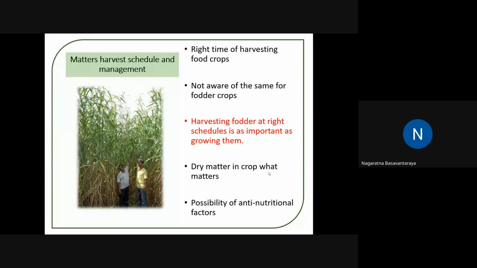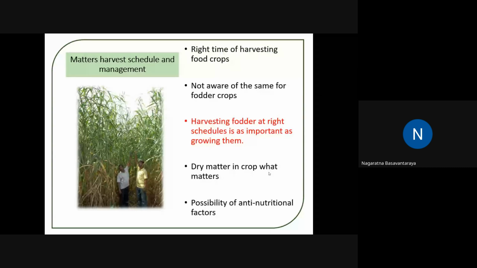So we have to educate the farmers that harvesting at the right time means harvesting between 40 to 45 days. But how can farmers remember this 40 to 45 day schedule? During this period the crop starts flowering. So at the flowering stage, we can always tell the farmers that the flowers are the indicators for them to harvest the crop.